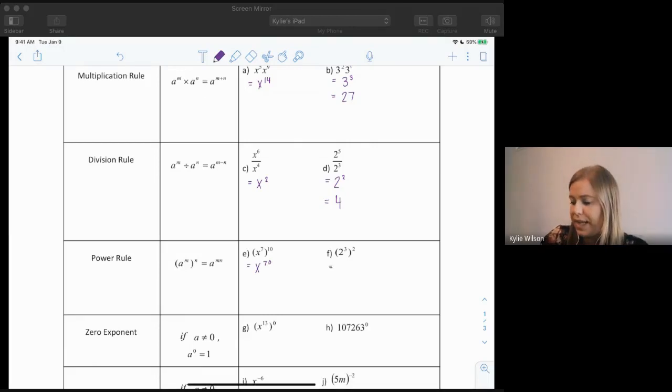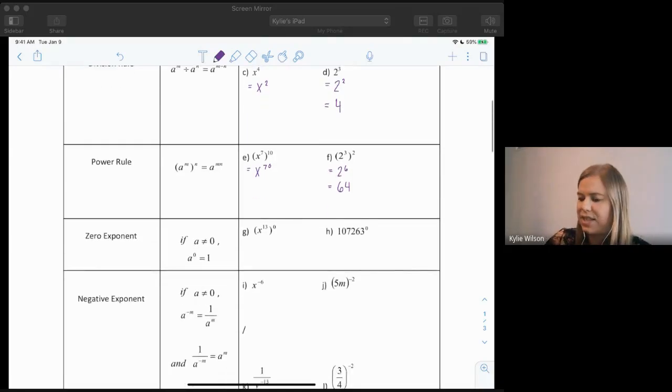For my next one, I have 2 to the power of 3, all to the power of 2. So I keep my base, multiply my exponents like this, and that will give me 64. Now there's one other situation that I do want to mention here, just because it's a situation that tends to cause people trouble. Let's say I had something like this.